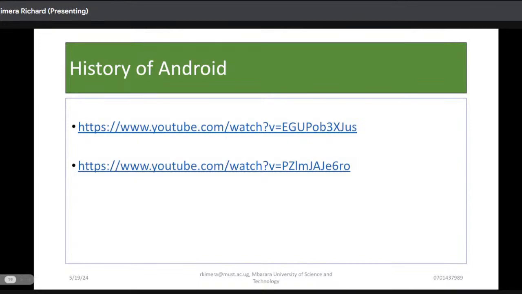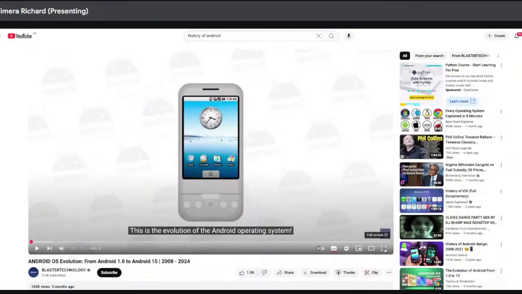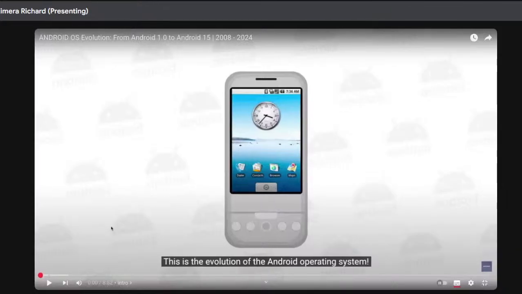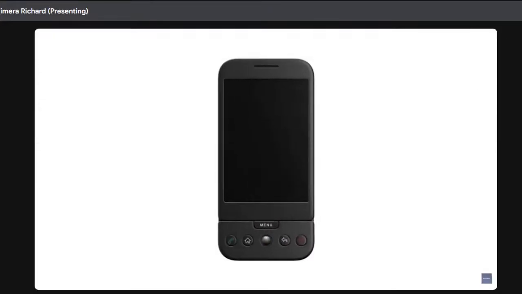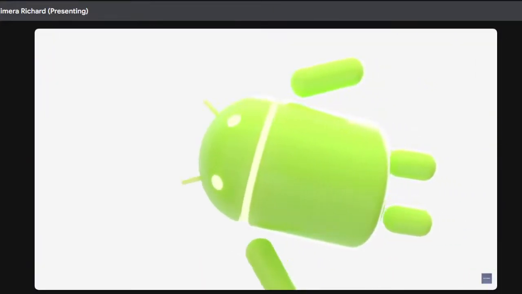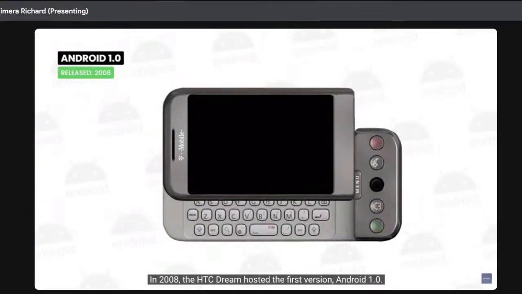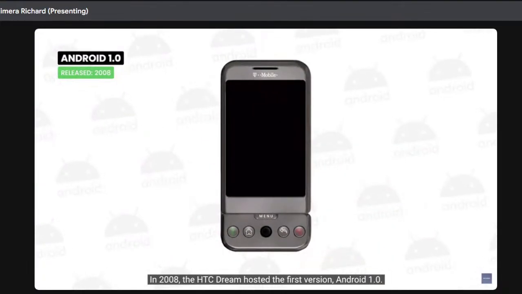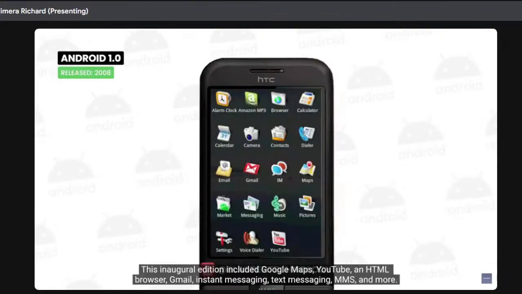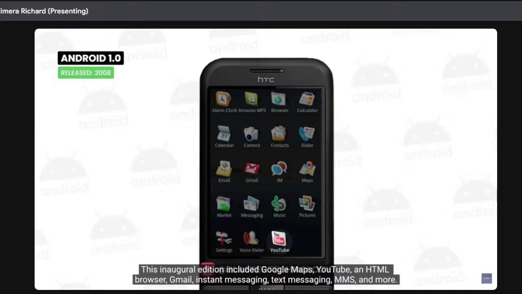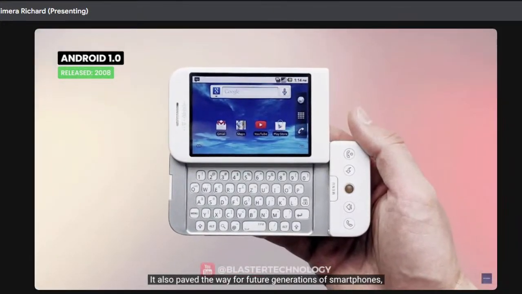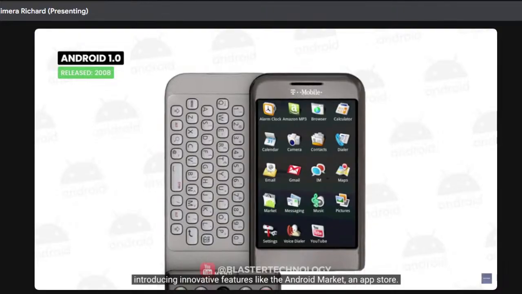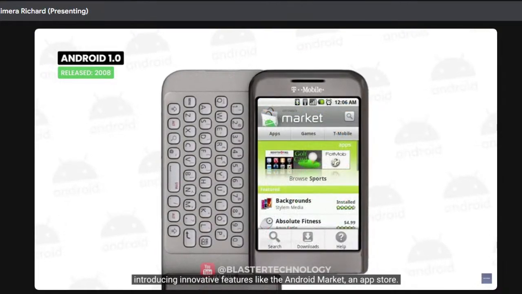So let me share this and just give you some basics. This is the evolution of the Android operating system. In 2008, the HTC Dream hosted the first version, Android 1.0. This inaugural edition included Google Maps, YouTube, an HTML browser, Gmail, instant messaging, text messaging, MMS, and more. It also paved the way for future generations of smartphones, introducing innovative features like the Android Market and App Store.